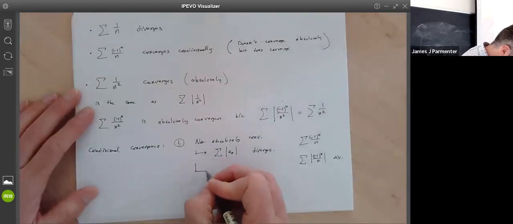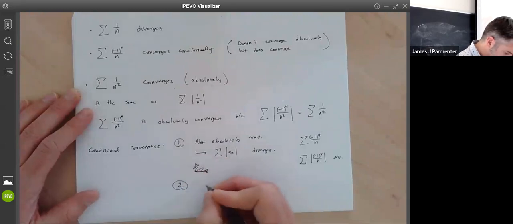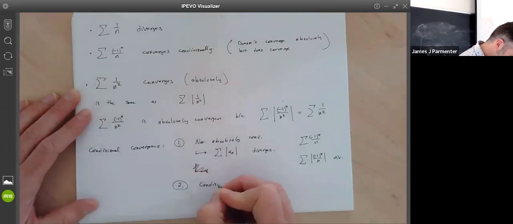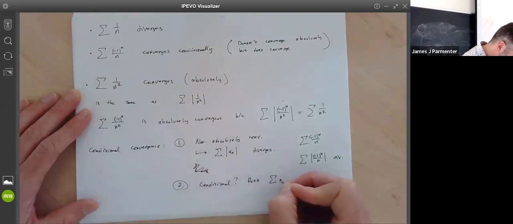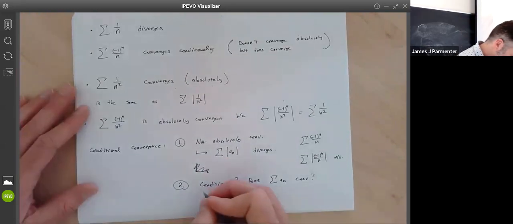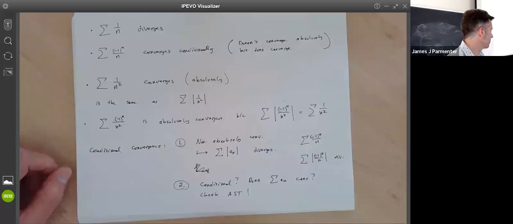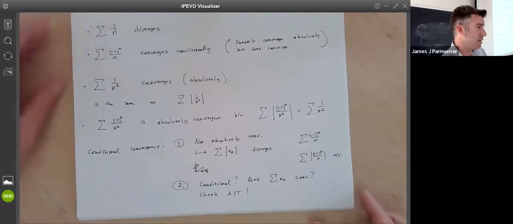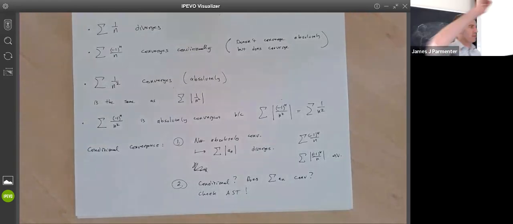So then we're like, okay, step two, check conditional. Does the original series converge? And usually it's alternating, so we're going to check the alternating series test. So that's the process for showing something conditionally converges. It has to not absolutely converge, and then it must converge regularly.